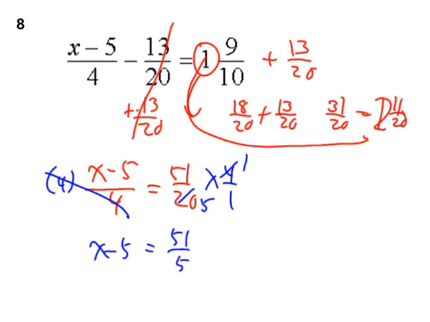Now, because I'm going to add 5 to both sides, I think I'm going to take time to change this 51 over 5 to 10 and 1/5. Because right now, when I add 5 to both sides, x is going to equal 15 and 1/5, right? That makes it a lot easier at that last stage. So that's your final answer, 15 and 1/5. I think it is, unless I made a mistake.